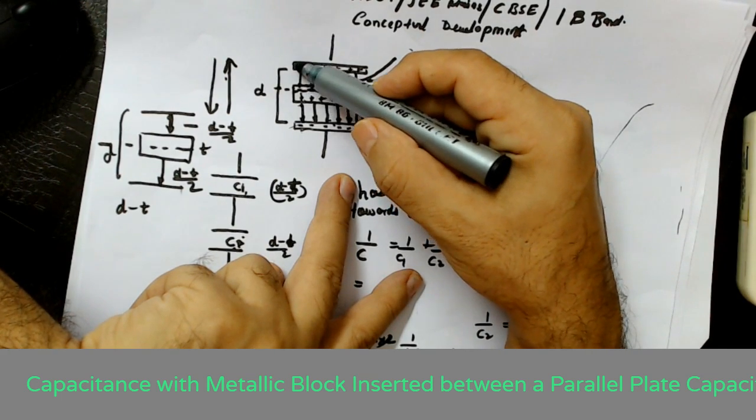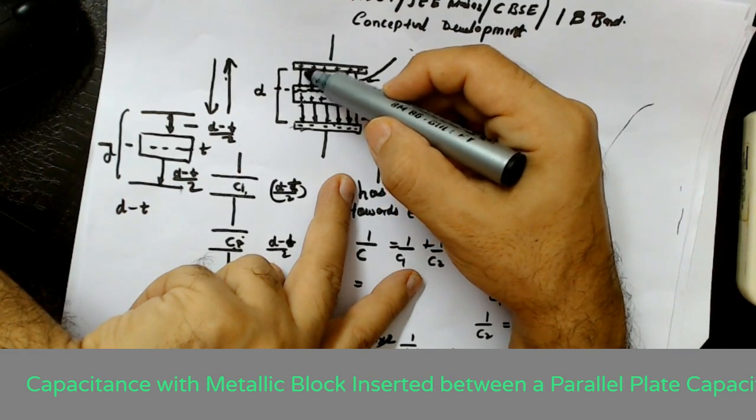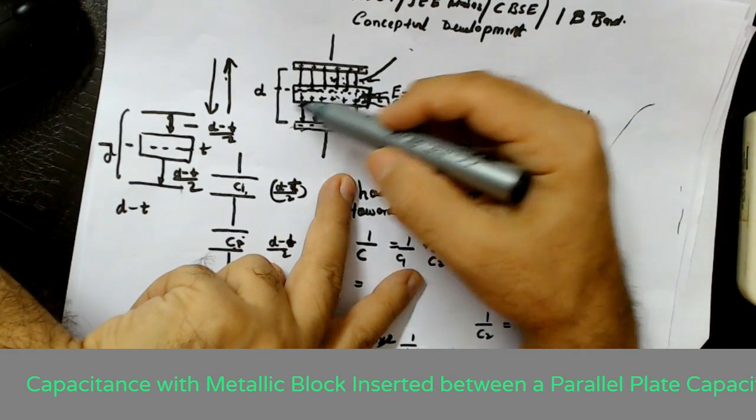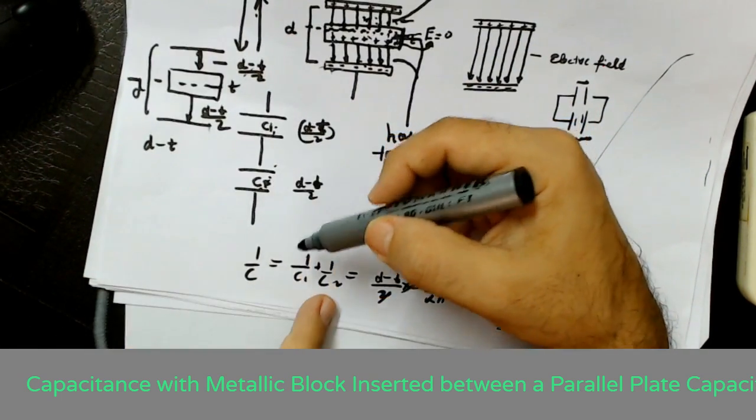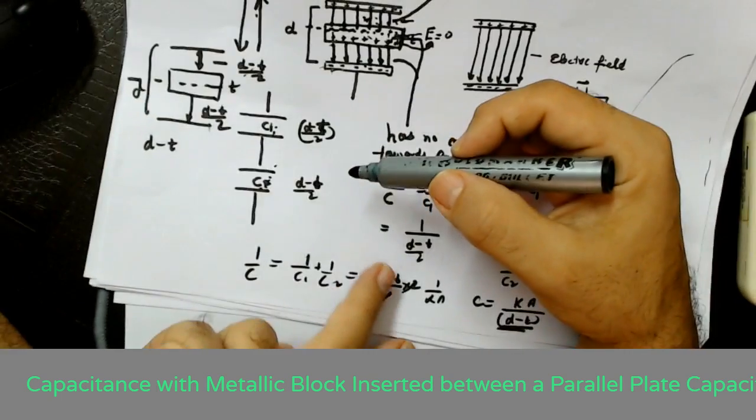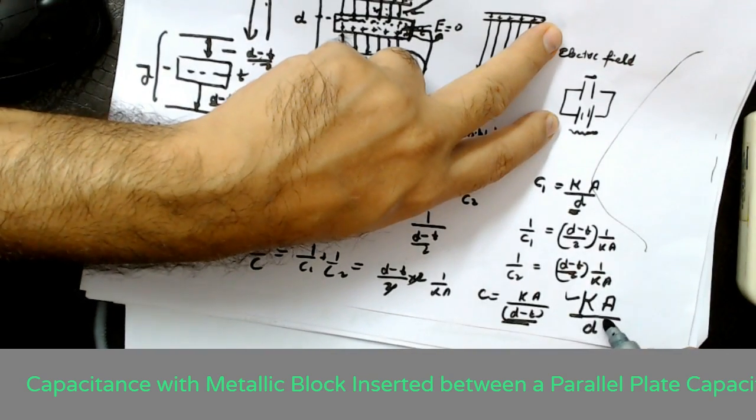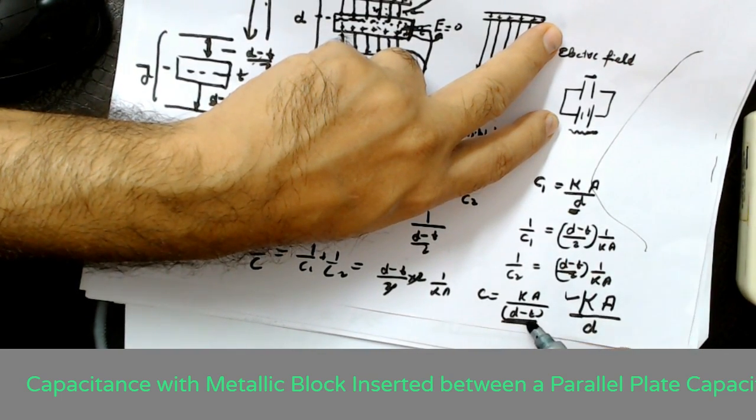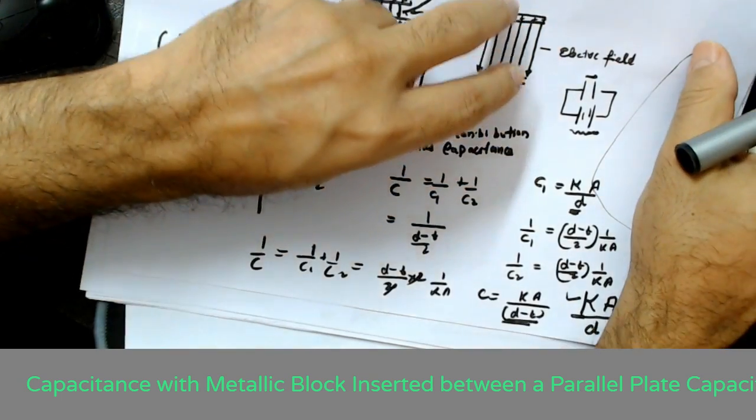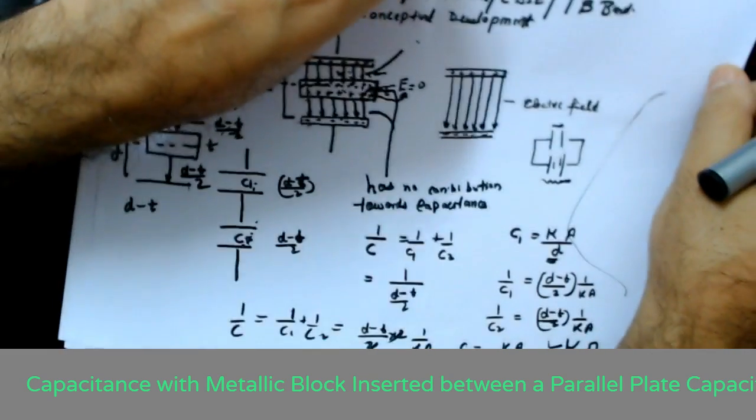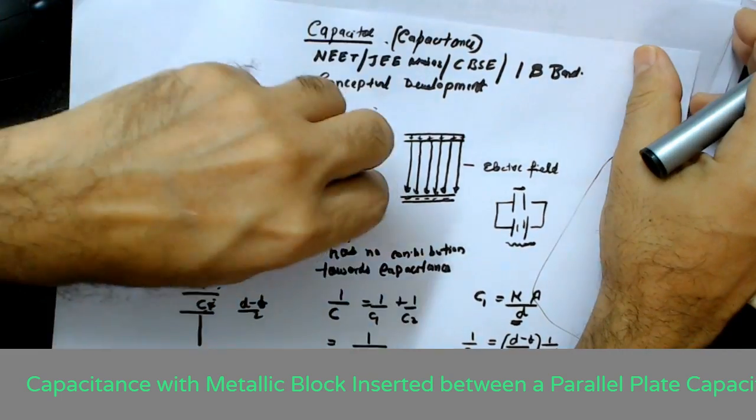And since the width has reduced, the capacitance of the overall system changes, and you treat them as two equivalent capacitances which are in series. For series you apply this, and if this was a single capacitor, your answer would have been Ka by D, but now the capacitance has become Ka upon D minus T. So I hope you understood that the regions where the electric field goes down to zero do not contribute to the capacitance of the system.